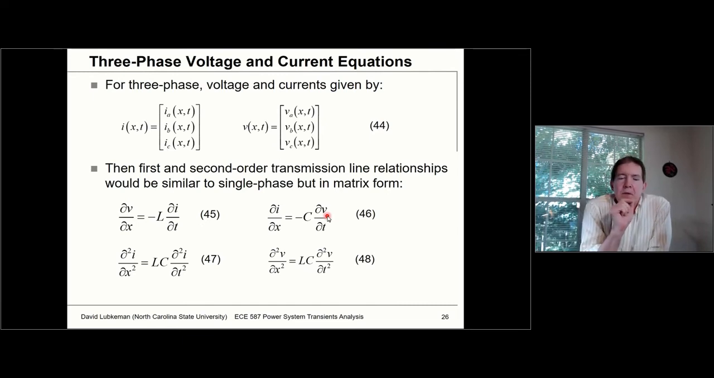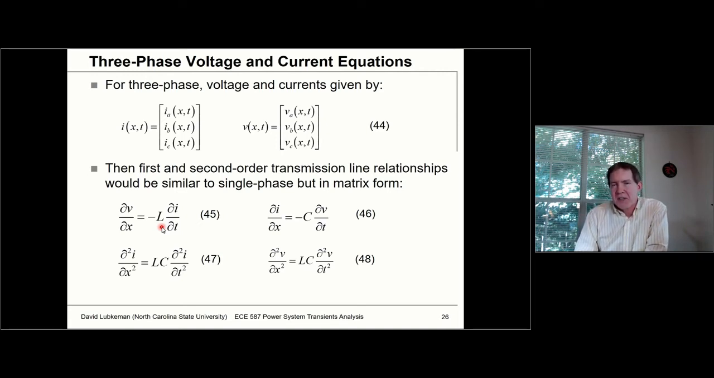So for currents and voltages, these would be a function of position along the line and a function of time. Now we're going to have three-phase: phase A, B, and C for current, and phase A, B, and C for voltage. And so these are going to be 3x1 terms. All those equations that I wrote before are still applicable, except now these partial terms have a 3x1 voltage on the left and a 3x1 current on the right. This inductance is going to be 3x3. But now everything's going to have to be three-phase.